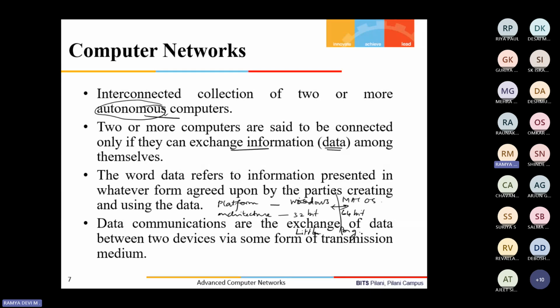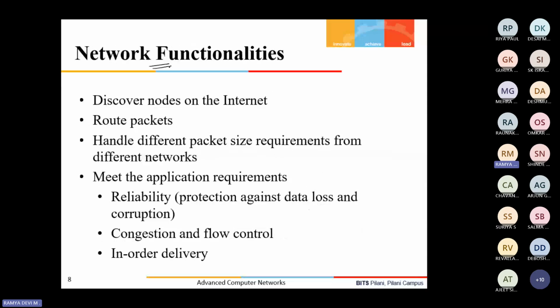All these things make processing faster. The task will be executed in a faster and more efficient way. That is the main purpose of computer networking. So, what are the network functionalities?